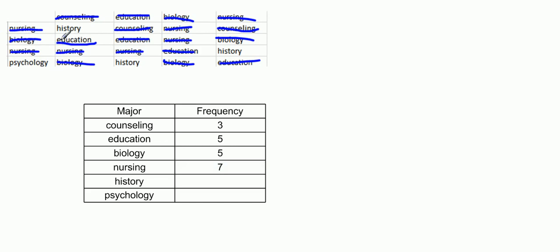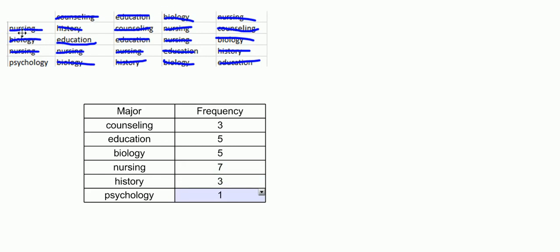History, I can see 1, 2, 3, so I'll put a 3 in here. I can see there's only one left. That's psychology, so I'm going to go ahead and put that in without crossing it out. Now, if I count this up, I see 5 here, 5 here, 5 here, 5 here.